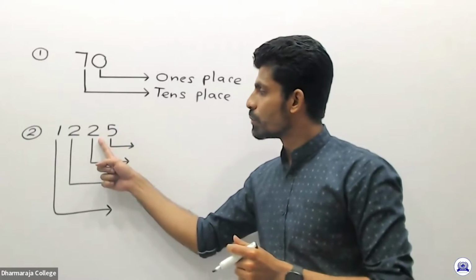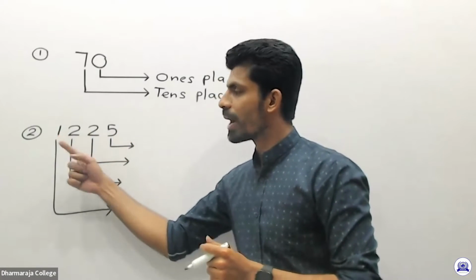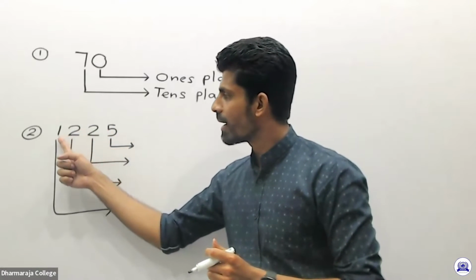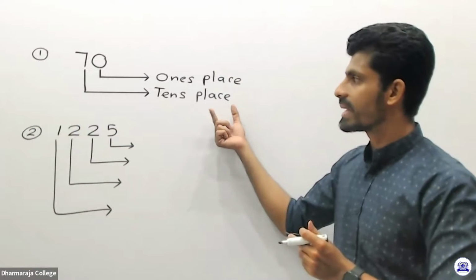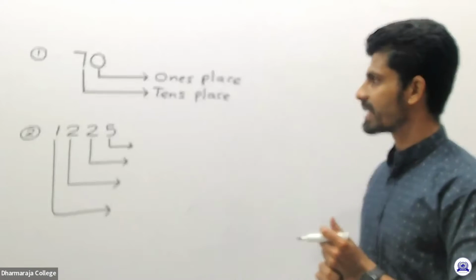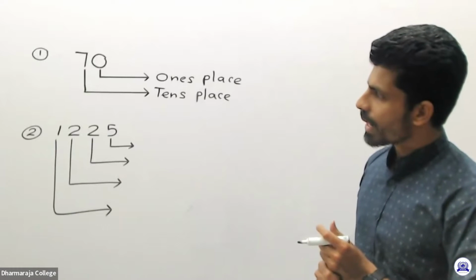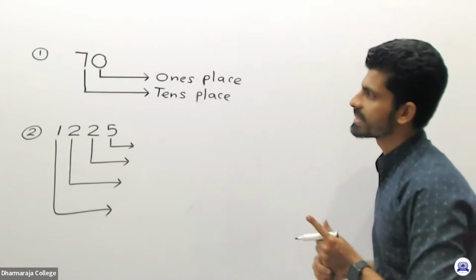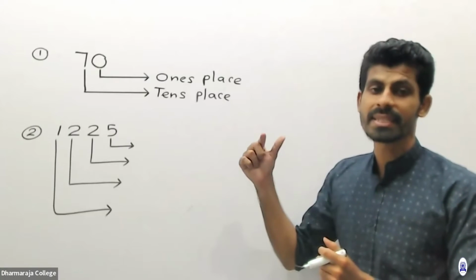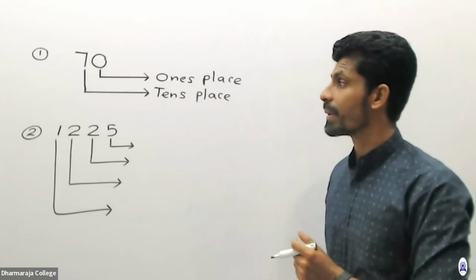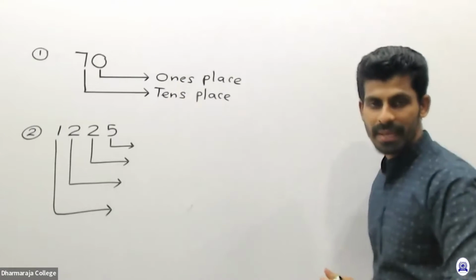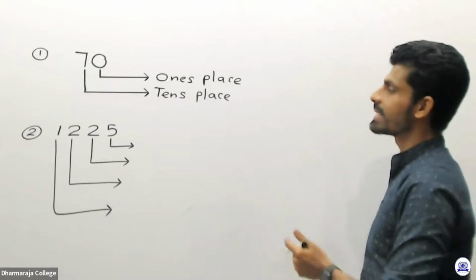5, 2, 2, and 1. One's place and tens place, right? Look at this one. How to represent that value in an abacus. Let's try to do this one. One's place and tens place.